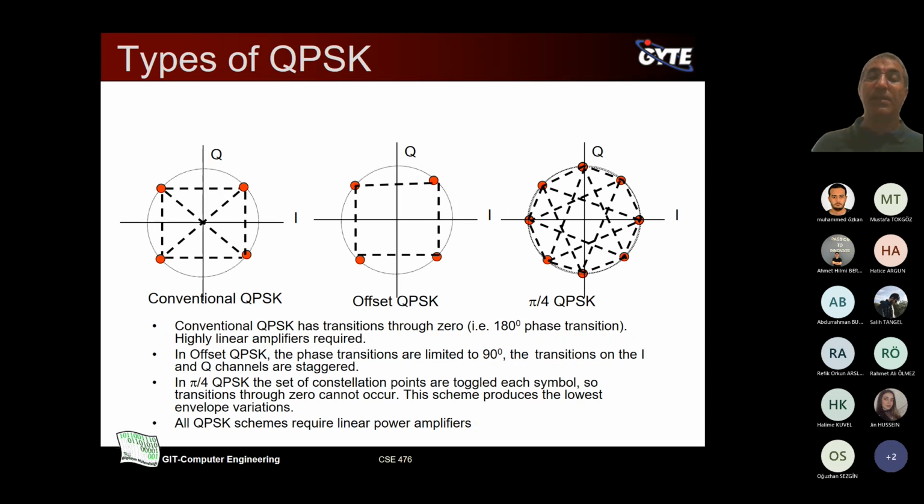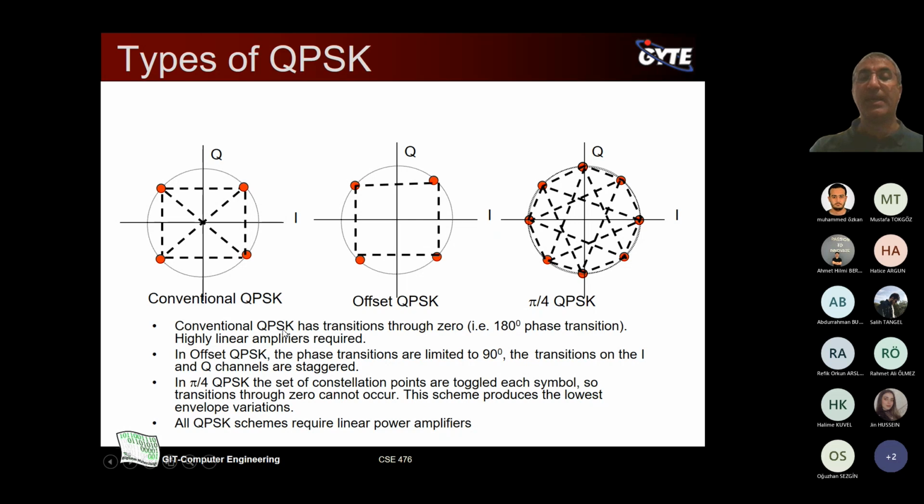Types of QPSK, because there was a main problem with this modulation, remember, abrupt phase transition, as you see. Within a given time you can receive these symbols, and the next time you can receive this, so it passes through the 0, which requires 180-degree phase transition, and this requires highly linear amplifiers, which are very costly, very expensive. That's why they came up with solutions such as the offset QPSK or pi over 4 QPSK.